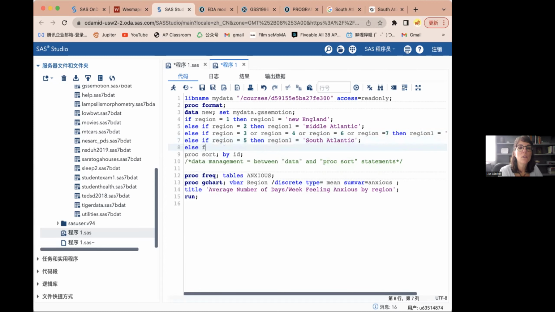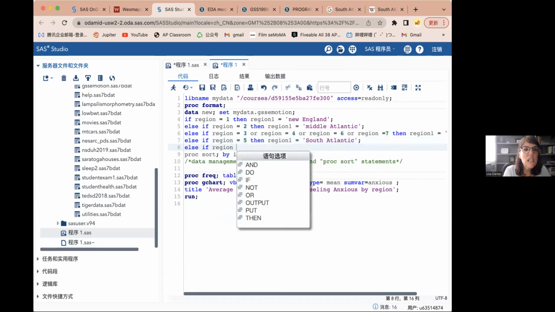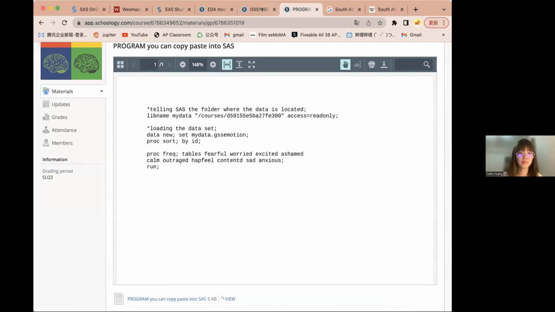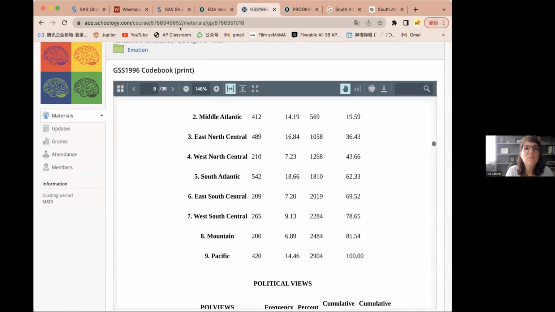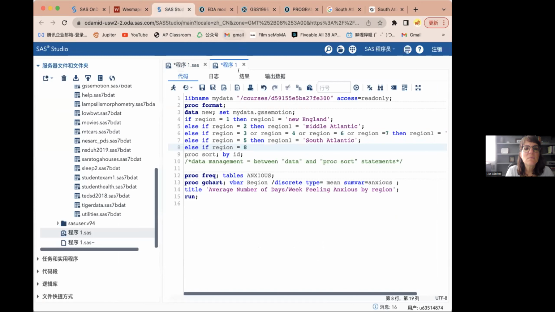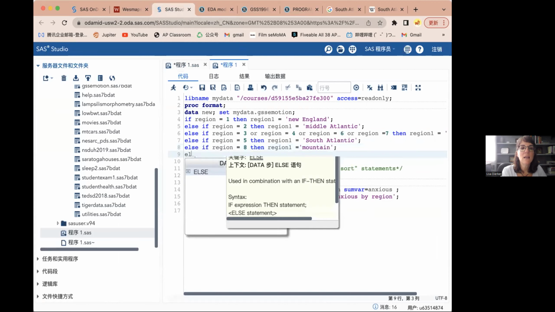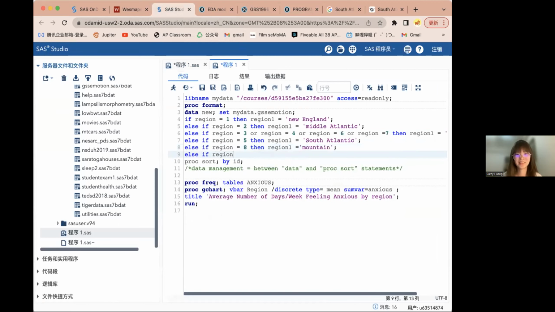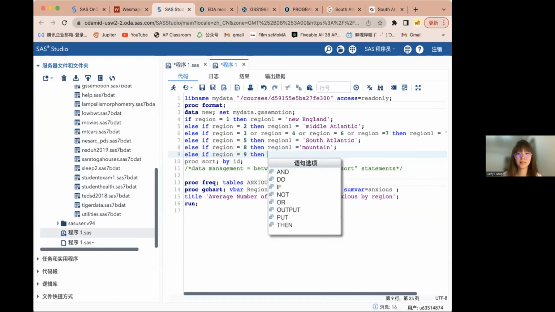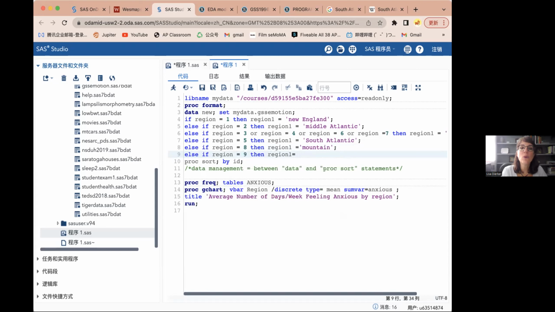Else if region equals 8, then region 1 equals mountain. Semicolon at the end, and then one more. Else if region equals 9, then region 1 equals Pacific. So we have a new variable called region 1 that is the string variable, so you don't have to keep going back and forth to your code book. Semicolon at the end.